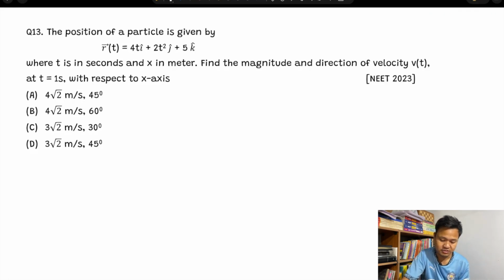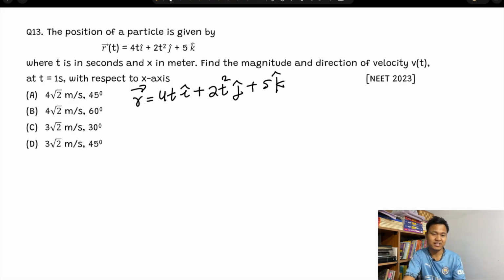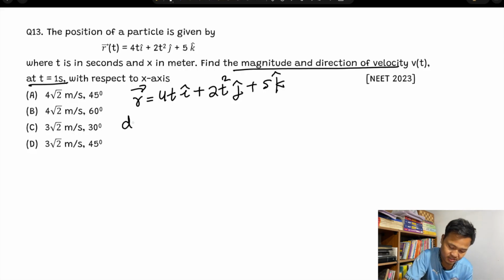2023. You're given r as 4t i cap plus 2t squared j cap plus 5 k cap. Don't think that it is a tough question. It is the same thing. Magnitude and direction of velocity: what is velocity at t equals 1 second? You have to differentiate whatever is given. Position, that is simply displacement. So you differentiate dr by dt, which is nothing but v.